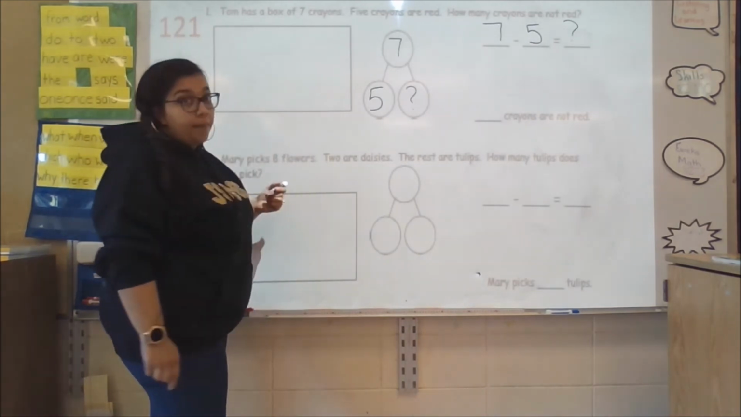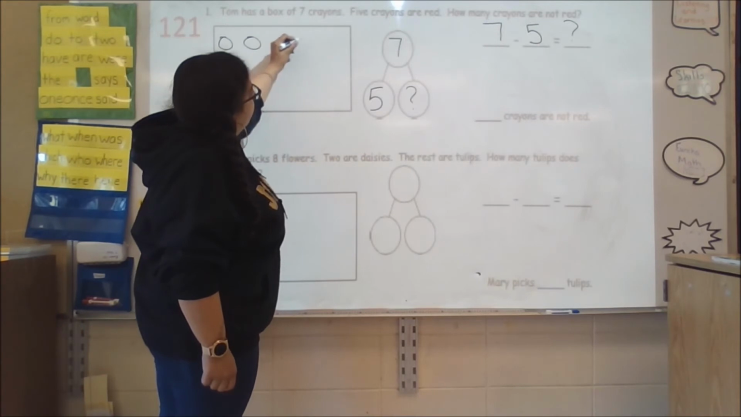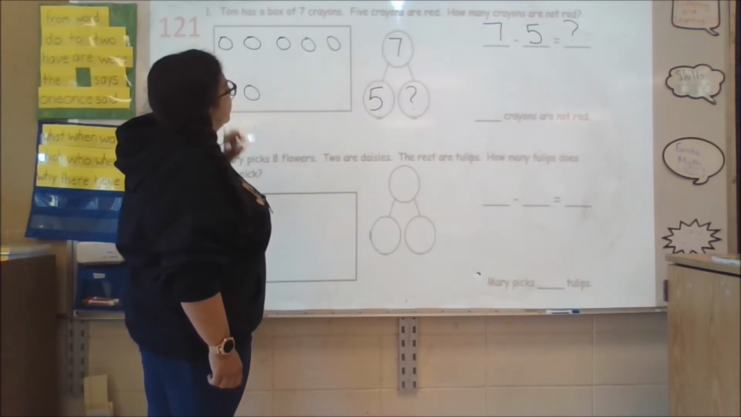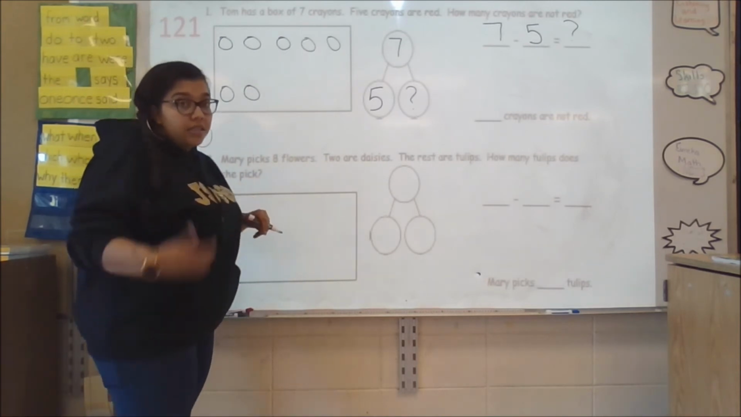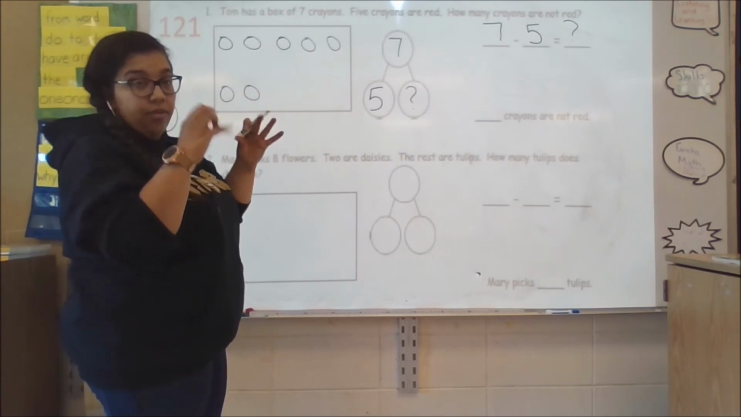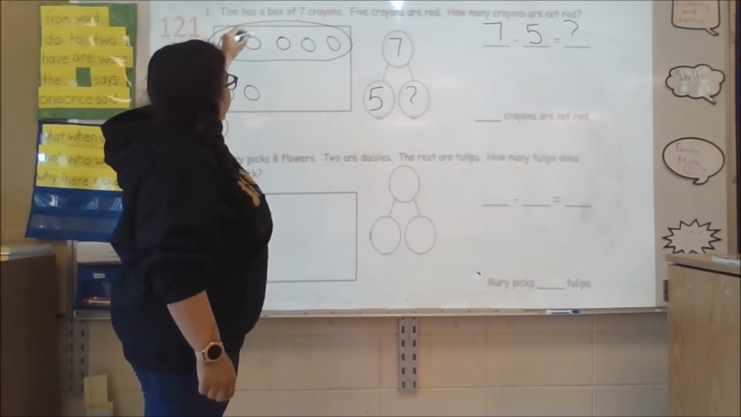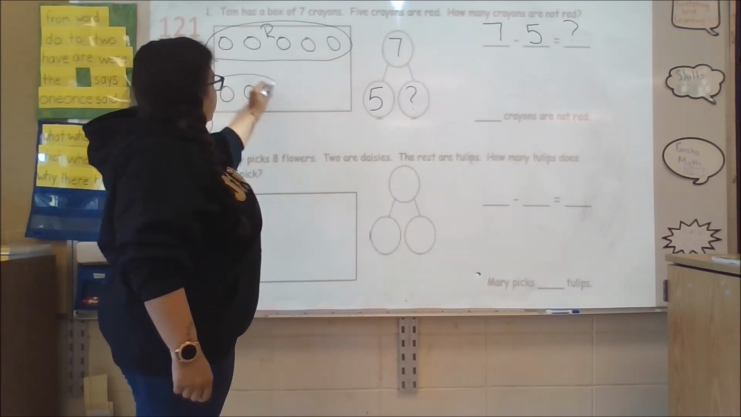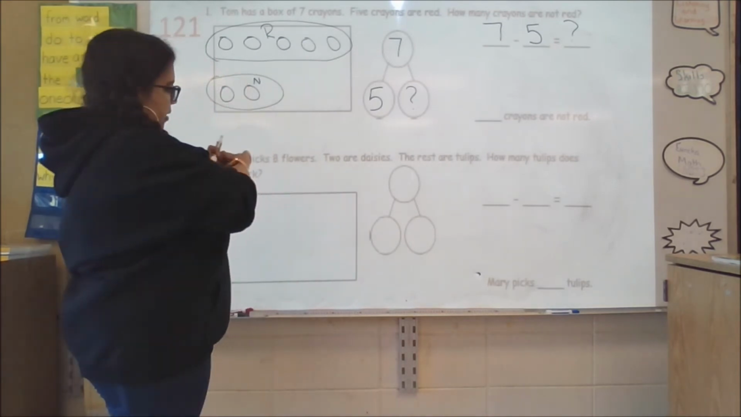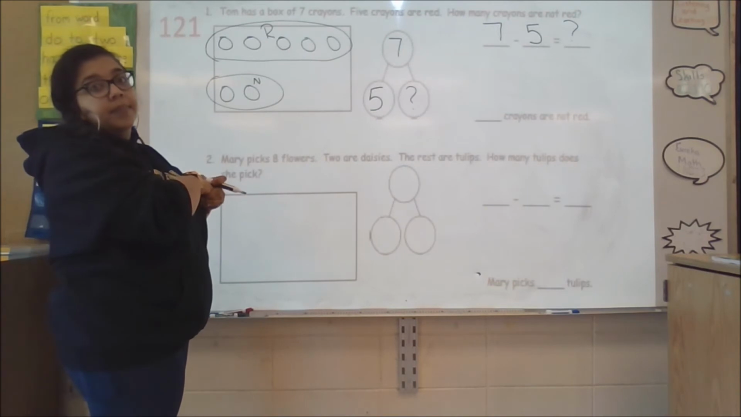Let's draw our picture. 1 crayon, 2 crayon, 3 crayon, 4 crayon, 5 crayon, 6 crayon, 7 crayon. Now, I will not cross them out because the crayons are not gone. We're making groups within our whole this time. So we want the red crayons together, and these are the not red crayons. Can you tell me how many crayons are not red now?